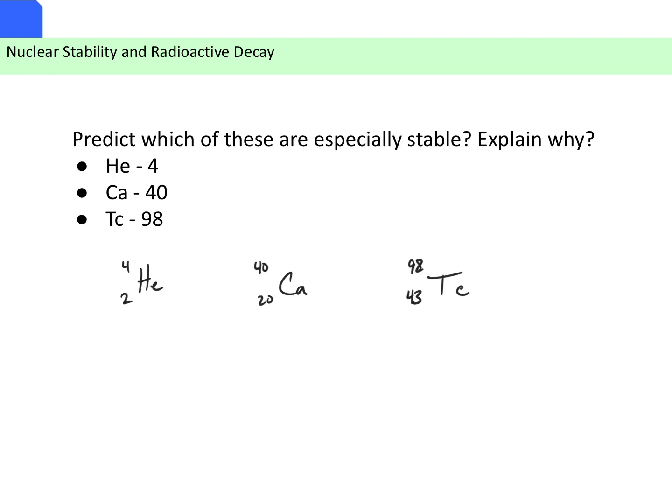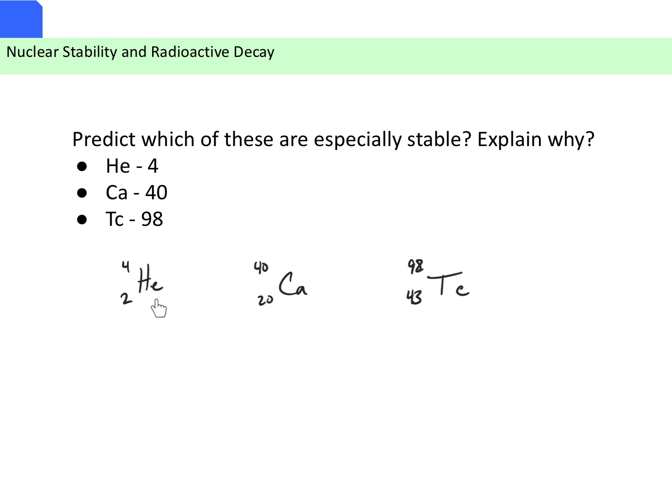So in our notes here, I've got a couple of examples where I want you to predict if these are especially stable and explain why. Sometimes we write the isotopes with their mass, but I've rewritten them in nuclide notation, so it's easier to identify the number of protons and the number of neutrons. And so we've got helium, calcium, and technetium.